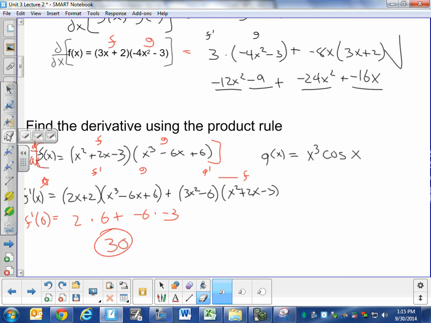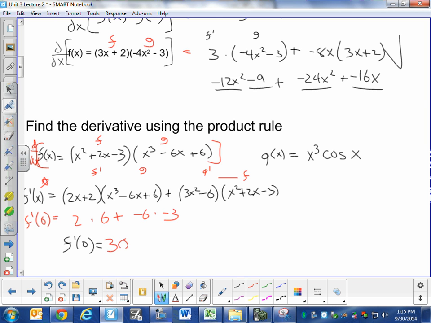So that's the first one. You guys try the second one. Now for the second one, step 1 is to identify what's being multiplied by what. If you need to use parentheses, do so. X cubed is being multiplied by cosine of x. Identify your f, identify your g, f prime g plus g prime f.